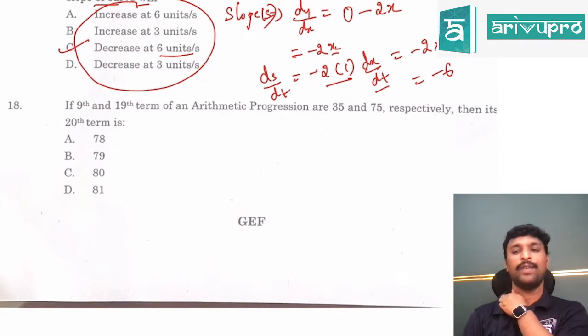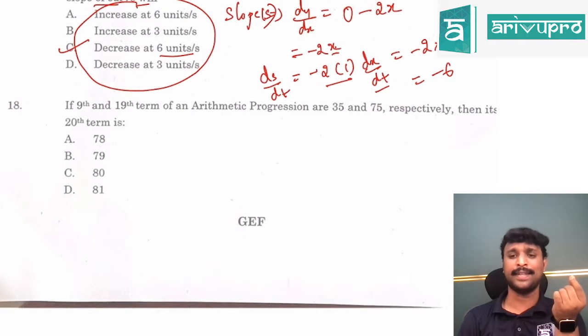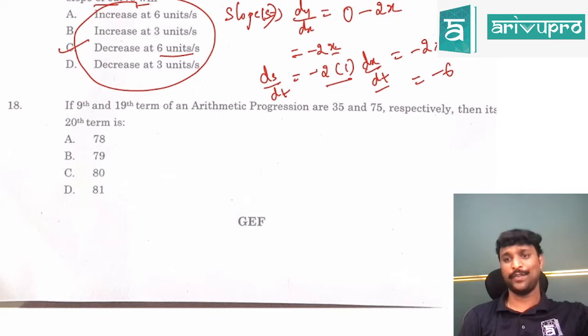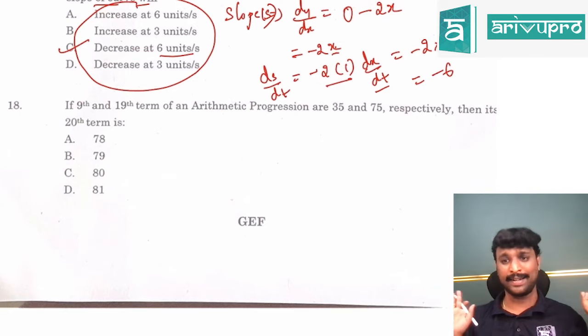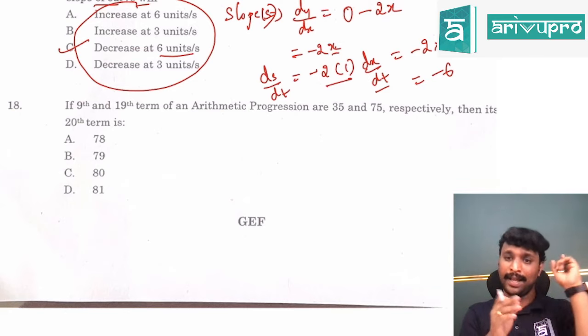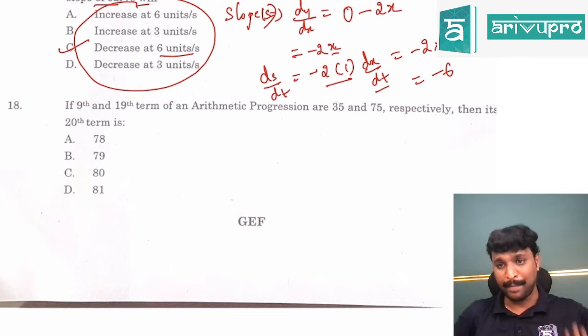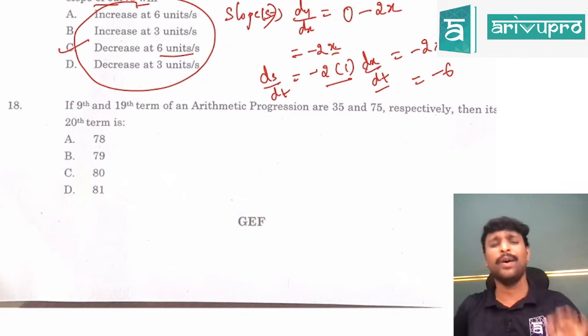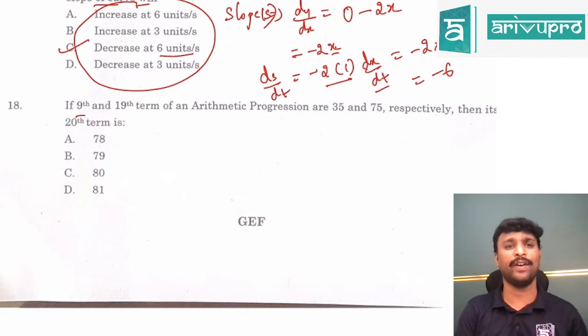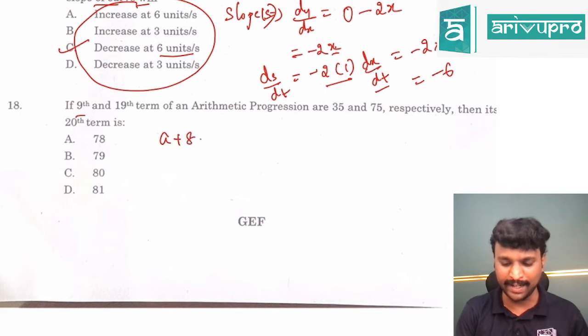Guys, this question is a repeated question in the sense that a similar type of question has been asked, but the data is different. That's it. We have discussed this in a previous paper question in the marathon videos, right? Okay, so the ninth term of an AP is a plus 8d, correct?